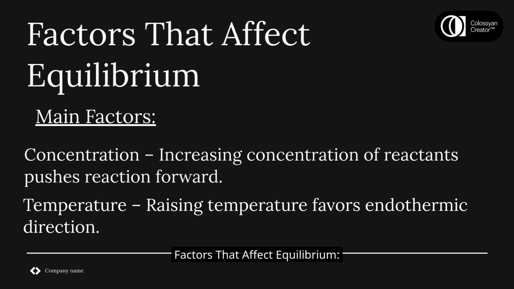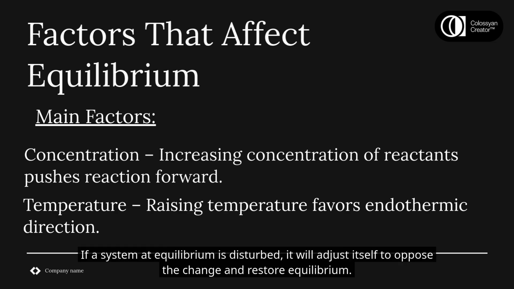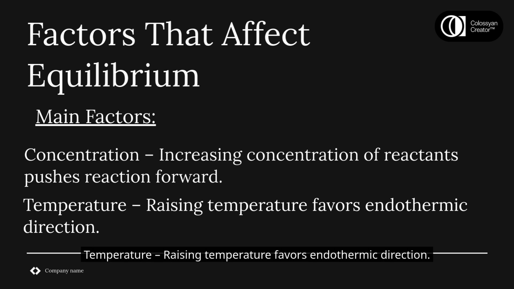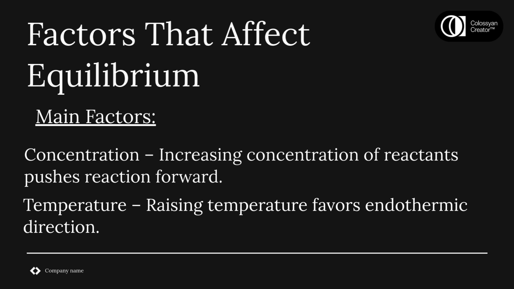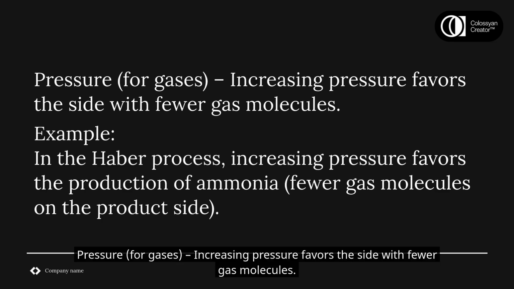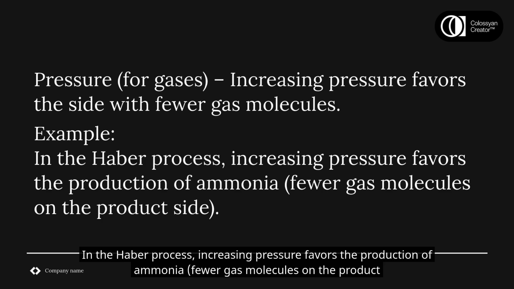Factors that affect equilibrium. If a system at equilibrium is disturbed, it will adjust itself to oppose the change and restore equilibrium. Main factors: Concentration. Increasing concentration of reactants pushes the reaction forward. Temperature. Raising temperature favors the endothermic direction. Pressure for gases. Increasing pressure favors the side with fewer gas molecules. Example: in the Haber process, increasing pressure favors the production of ammonia, fewer gas molecules on the product side.